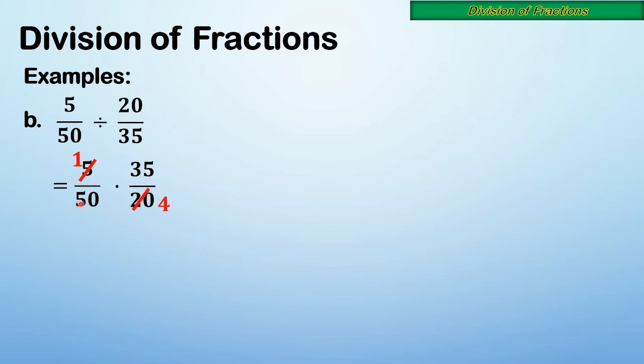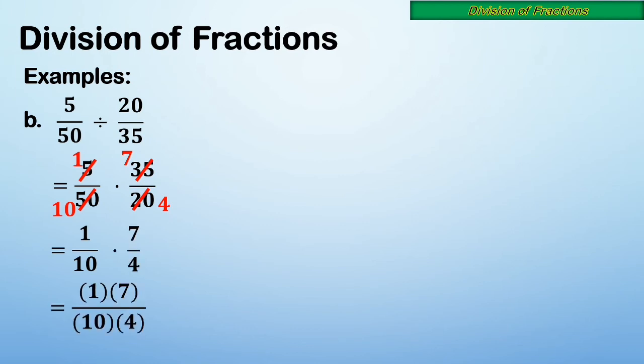Observe again, 35 at saka 50, ano yung greatest common factor nila? Okay, the greatest common factor is the same, which is 5. Therefore, 50 divided by 5 is 10. Then 35 divided by 5, we have 7. We have the new dividend, which is 1/10, and times the new divisor, which is 7 over 4. Directly multiply 1 times 7 and 10 times 4, 7 over 40. And no need to simplify, di ba? It's already simplified.